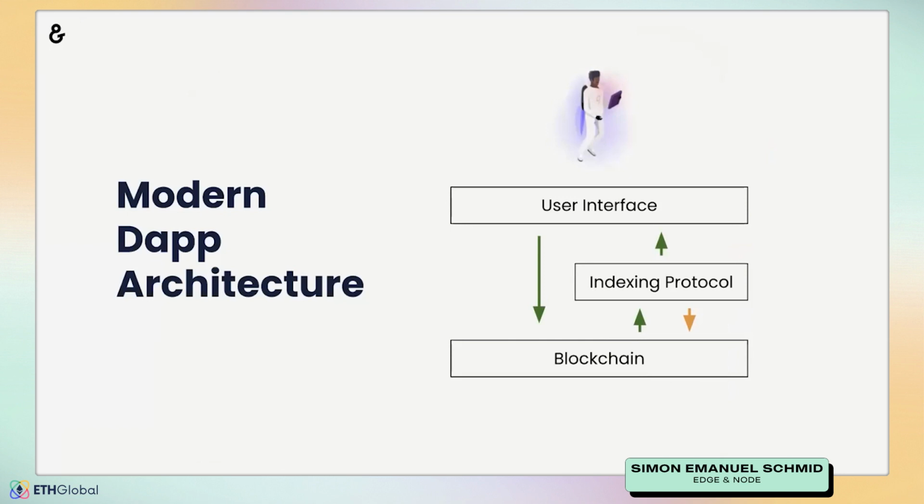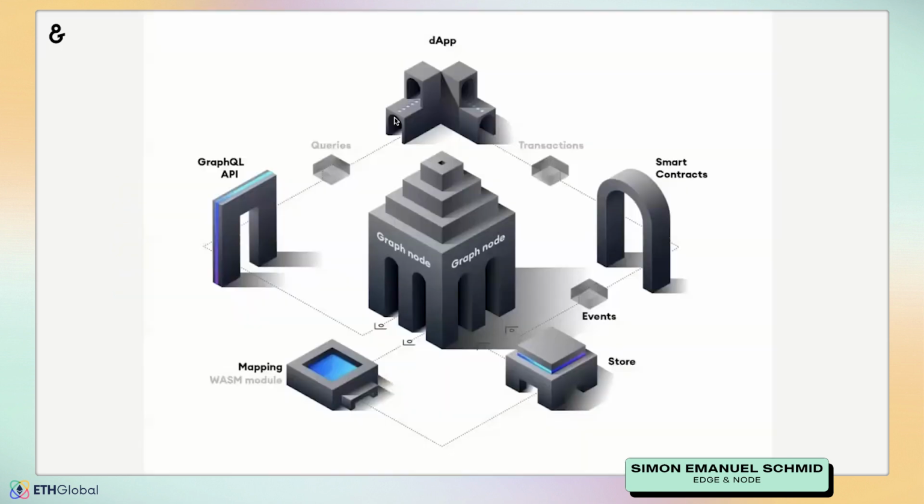So we end up with this modern dApp architecture, where we have the user interface on top, and then the blockchain, the one that we knew already, and in between is this indexing protocol that is incentivized and built for data reading. It sits in between and reads data from the blockchain and stores it in this indexing layer. All right. So how can you think about it? This is the illustration, the official one, of how Graph Node works.